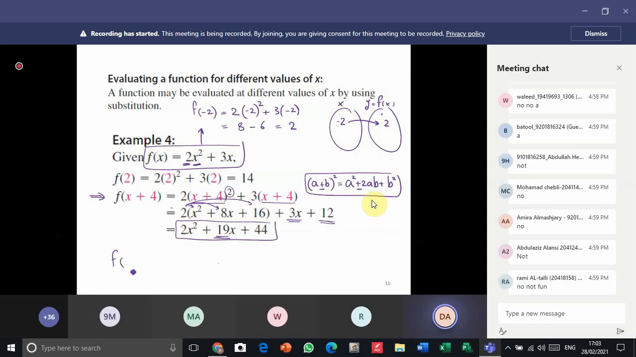Also we can find, for example, f of x square. So we have 2 x square all square, because we replace x with x square, plus 3x, replace x with x square. So we have 2x to the power 4 plus 3x square. This is the value of f of x square. Okay, any question? Any question?